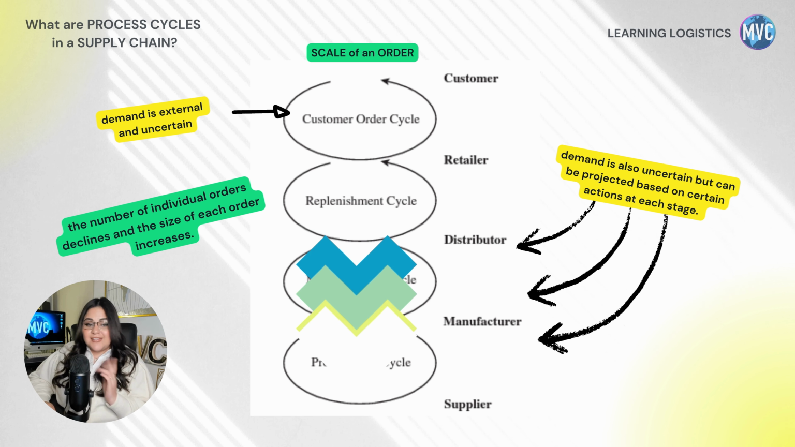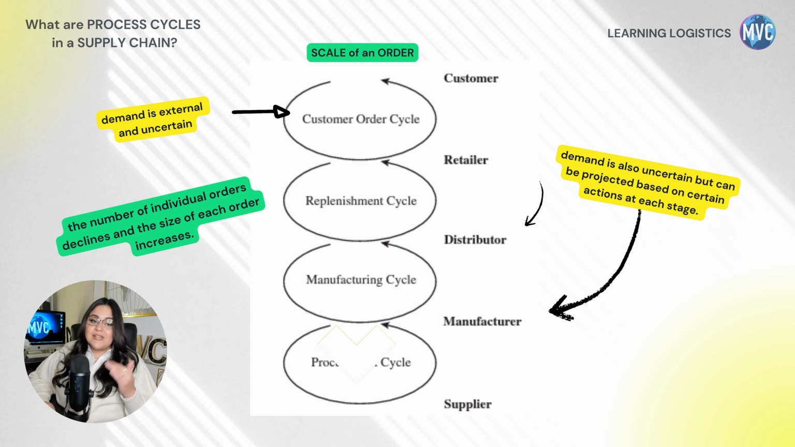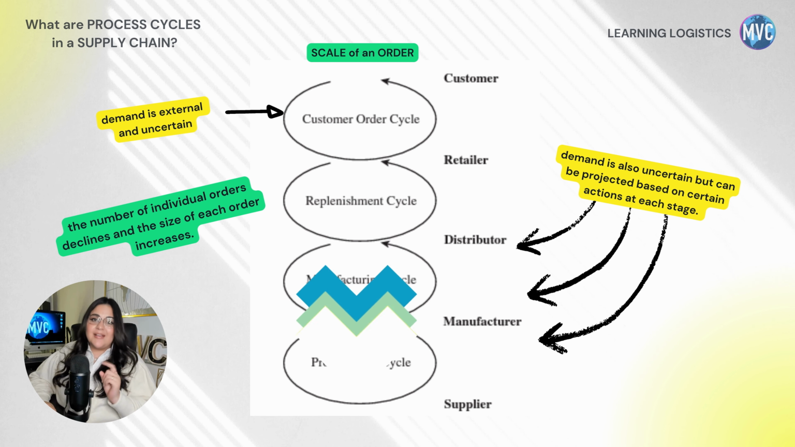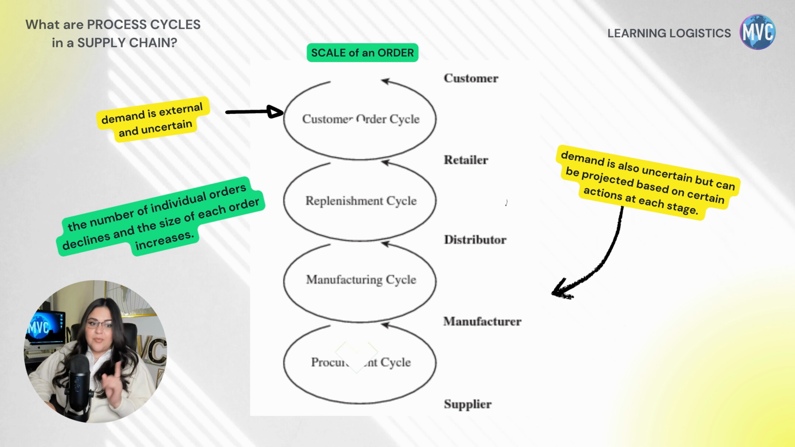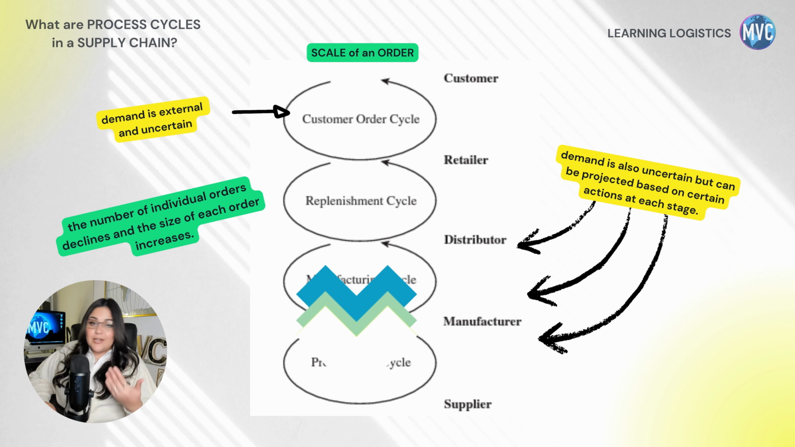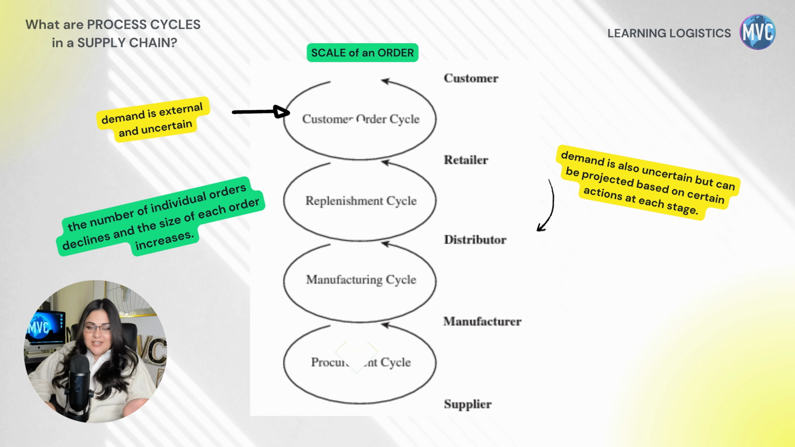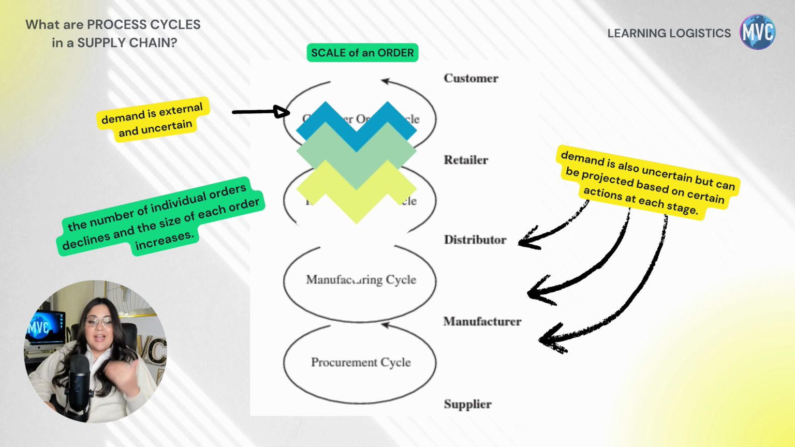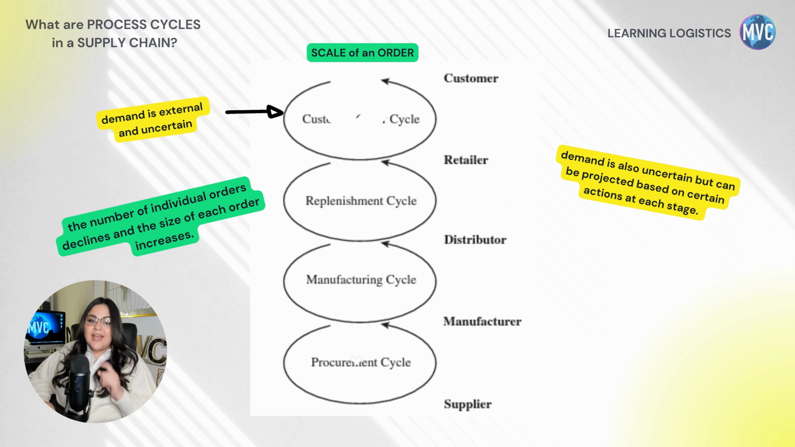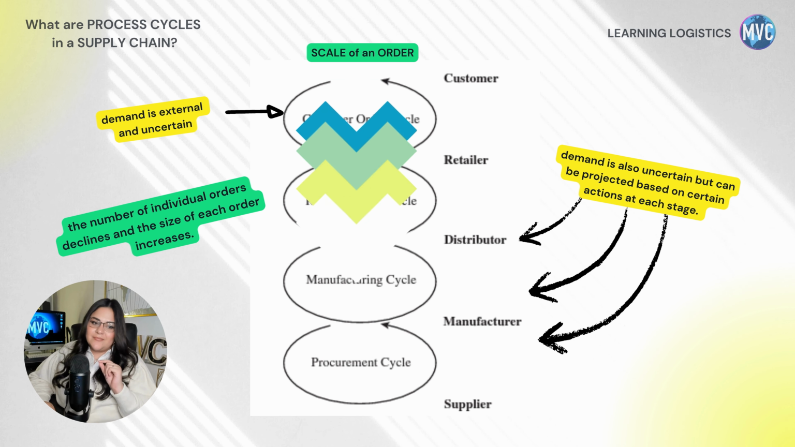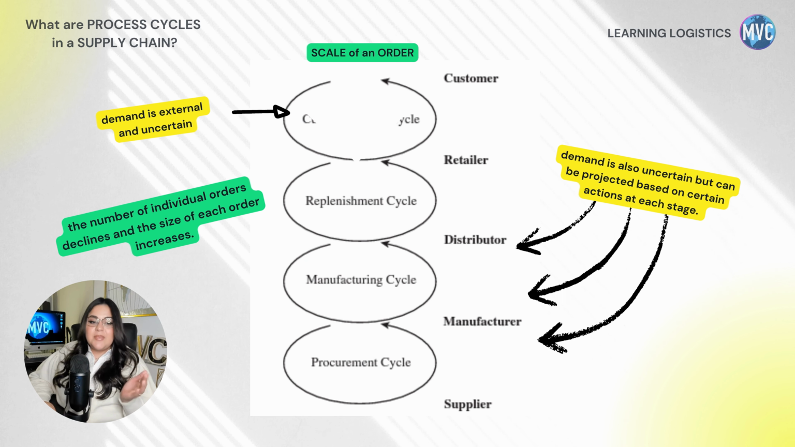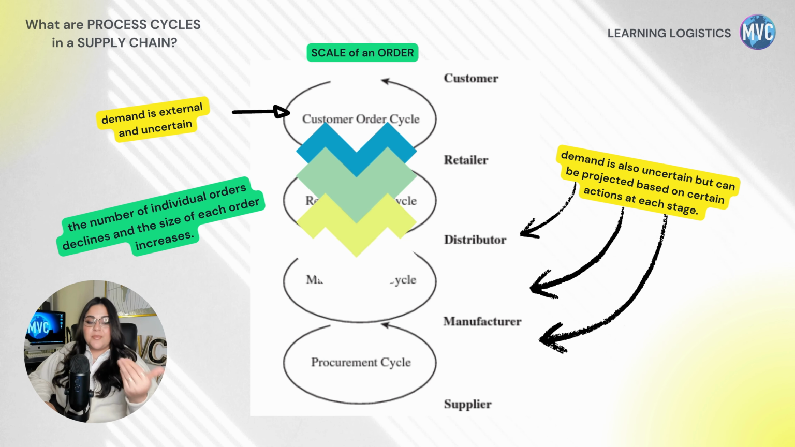The second difference across cycles relates to the scale of an order. Taking it back to the automobile manufacturer example, one customer buys a single car. A dealership orders multiple cars at a time from the manufacturer. And the manufacturer, in turn, has to order an even larger quantity of tires from the supplier. As we move from the customer to the supplier, the number of individual orders declines and the size of each order increases. Thus, sharing of information and operating policies across the different supply chain stages becomes more important as we move further from the end customer.